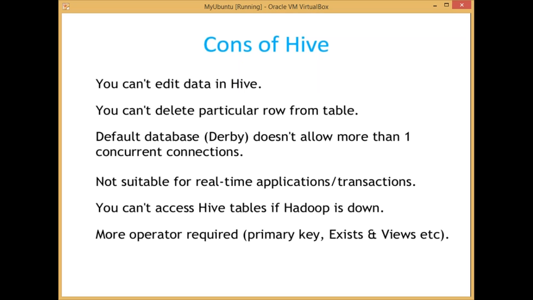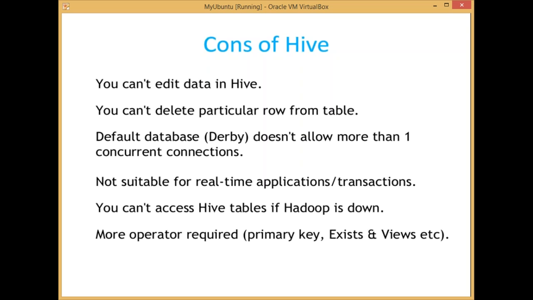The first is you cannot edit data in Hive, and you know the reason. Behind every Hive table there is a text file stored in HDFS, and when you want to edit data in a Hive table, that means ultimately you want to edit the data in the text file, and that is not possible. You cannot delete a particular row from a table. Even deleting a particular row from a table is ultimately deleting a particular row from a text file. That is again editing. So you can't even do that.